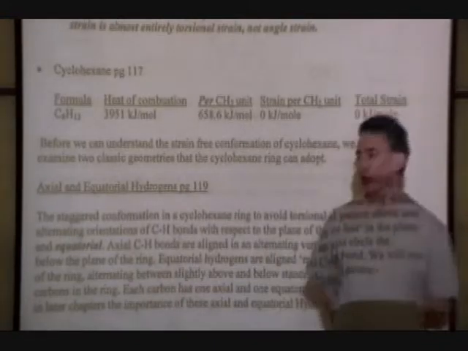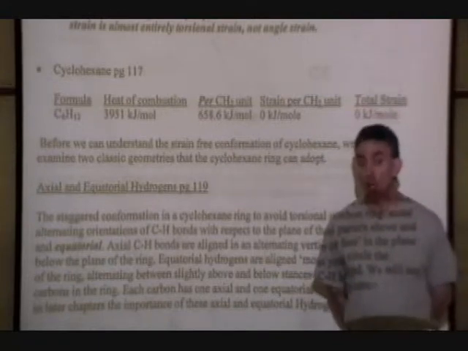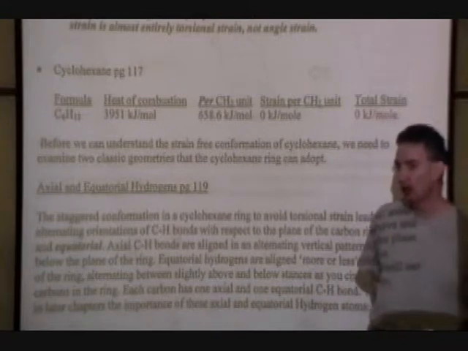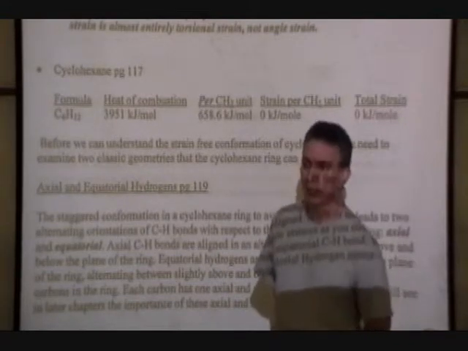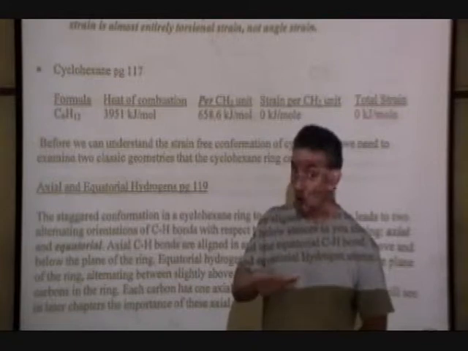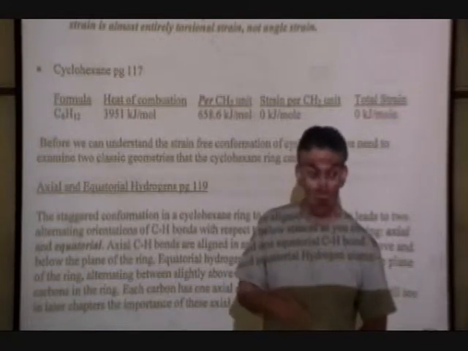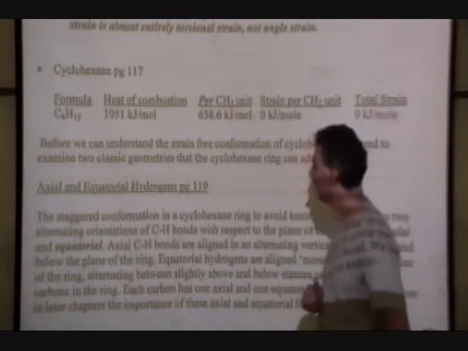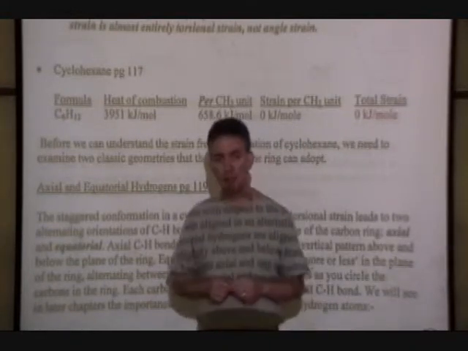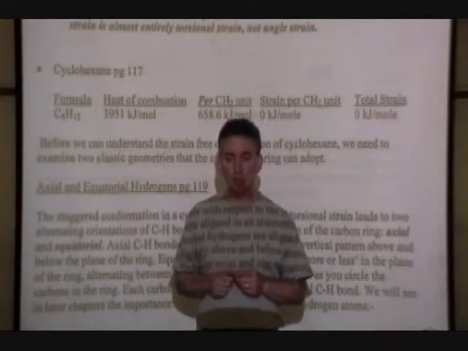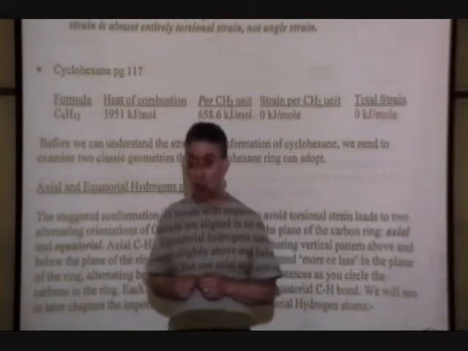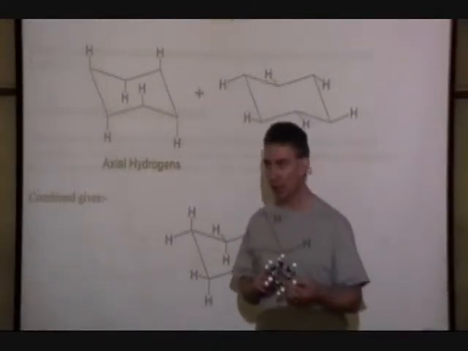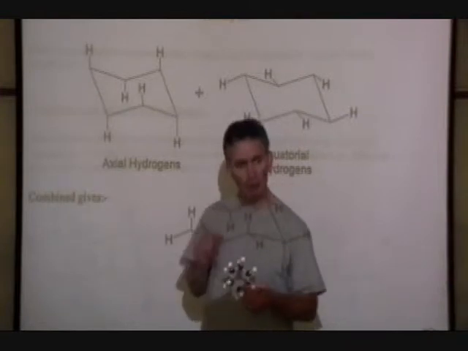So cyclohexane, when we burn cyclohexane, turns out that it is free of strain energy, as Bayer predicted, but not for the reason Bayer predicted. He said that the molecule was flat, and a molecule of cyclohexane is most definitely not flat. Now we have to think about something that we refer to as axial and equatorial hydrogen positions. Remember, Bayer said that cyclohexane was going to be flat. There's a big problem if the molecule is flat.